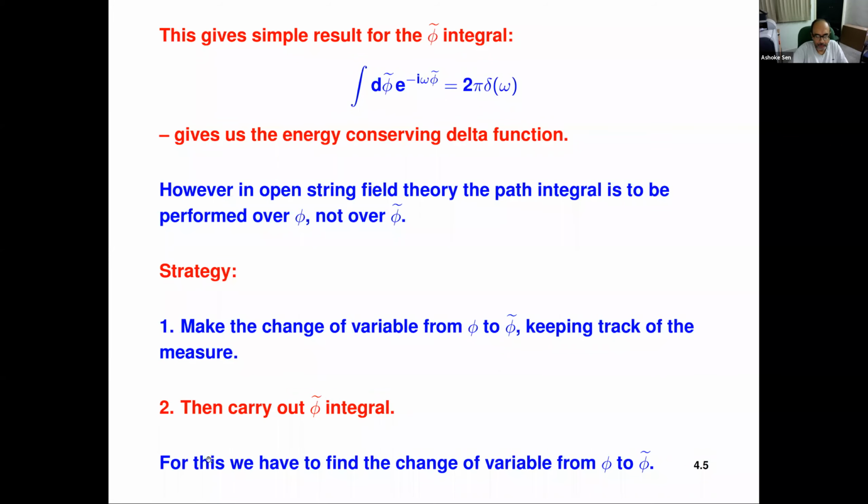So to do that, you have to find the change of variable from phi to phi tilde. And the important point here is that this change of variable in the path integral will induce a measure that you have to keep track of. Are there questions?